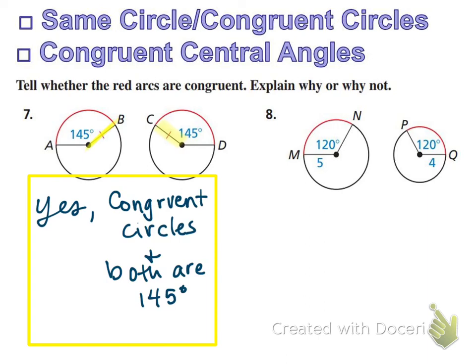Number 8, these arcs are not in the same circle. Are they in congruent circles? No. How do I know they're not congruent? Right. 5 and 4, their radii are not the same. So no, because the circles aren't congruent.